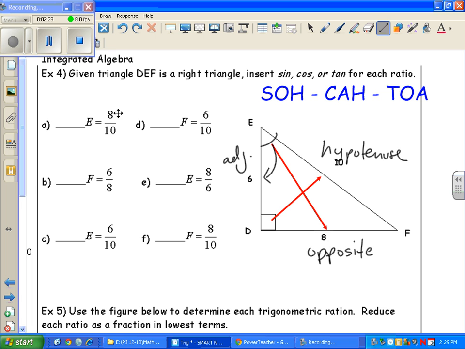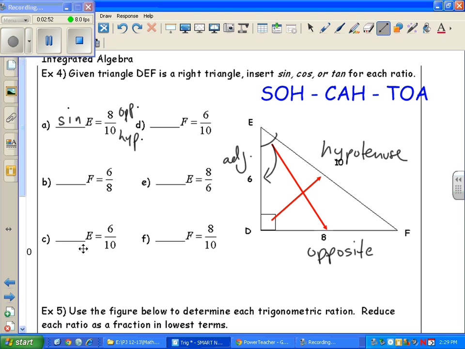So if I find 8 with angle E, I see 8 is opposite, and 10 is the hypotenuse. And the ratio that uses opposite compared to hypotenuse is the first one. It's the sine ratio. So we can say that the sine of angle E is 8 to 10. So I'm going to write SIN, abbreviation for sine.